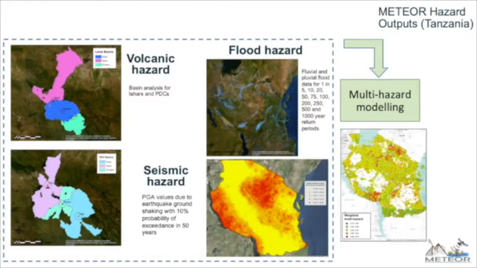In the previous presentations, we have seen how the single hazard footprints and exposure data have been created for the Meteor project. In this presentation, I will be describing how we have taken these separate hazard and exposure inputs and created a model that can aggregate them to give us a national multi-hazard map. In Tanzania, the single hazards addressed in the Meteor project were seismic, flood, and volcanic.